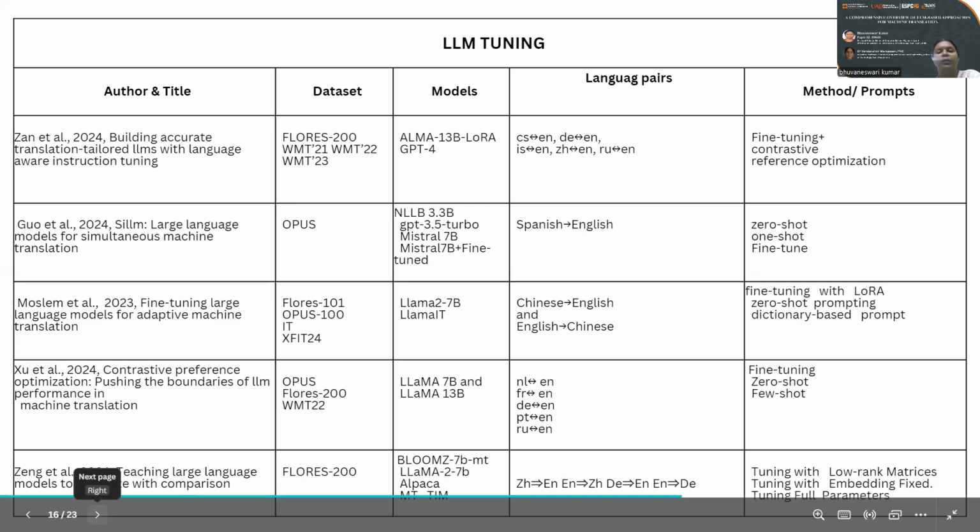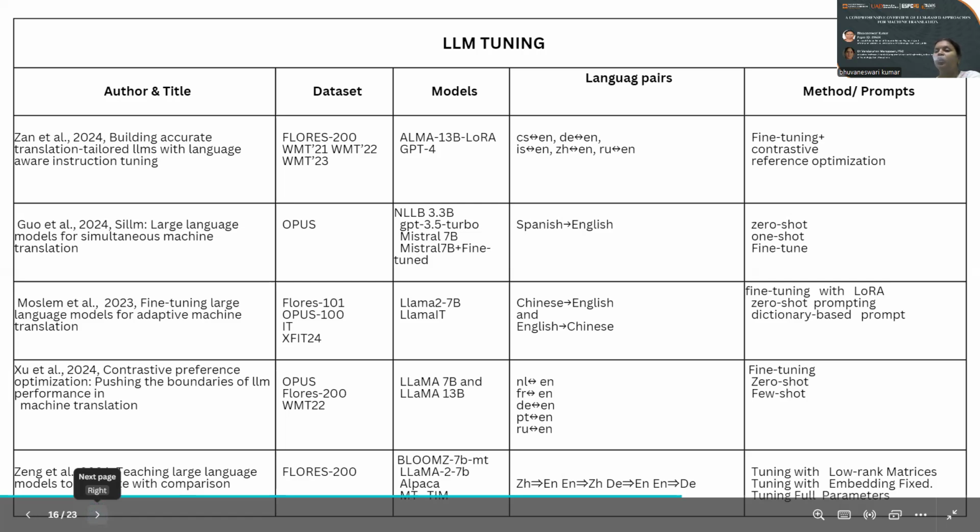And the common datasets they have used are Flores and Opus. Mostly the datasets contain these. And when looking into the methods that they have used for fine-tuning the models, they have used zero shot and one shot prompts, then fine-tuned it.